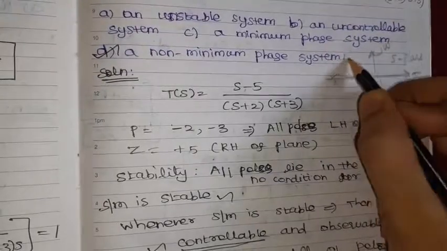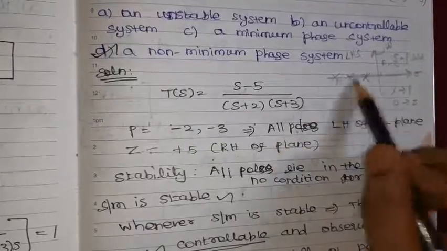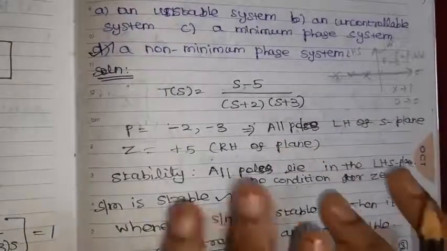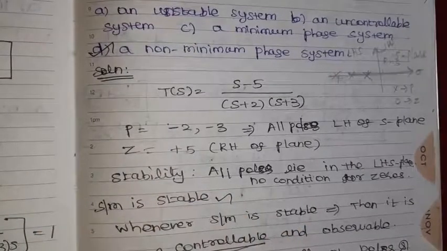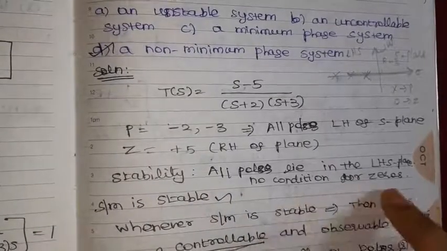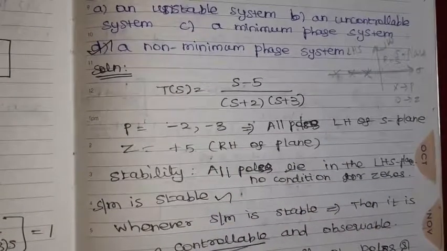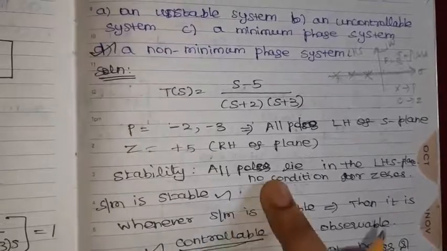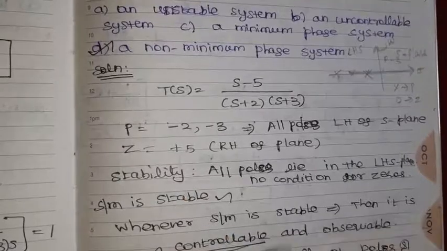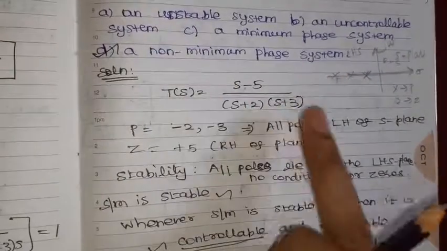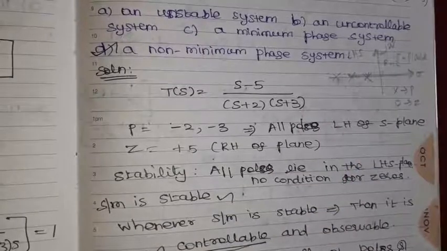So this is the left of the S plane, this is the right of the S plane. All the poles should be in the left of the S plane for the system to be stable. There is no condition for zeros. Zeros may be anywhere. Stability of the system depends only on the location of poles. From the transfer function we can check whether it is stable or unstable.